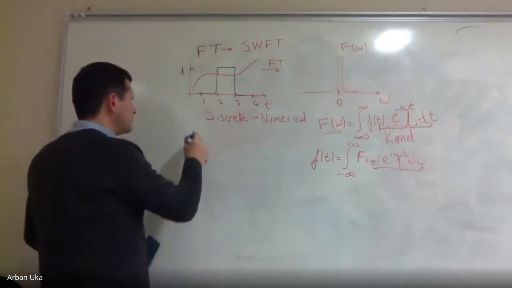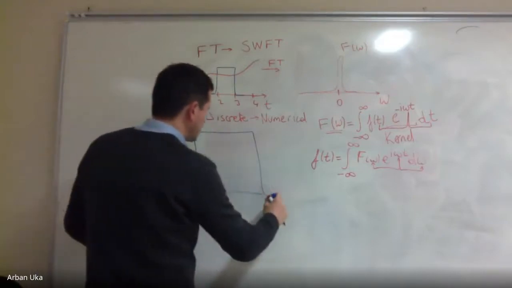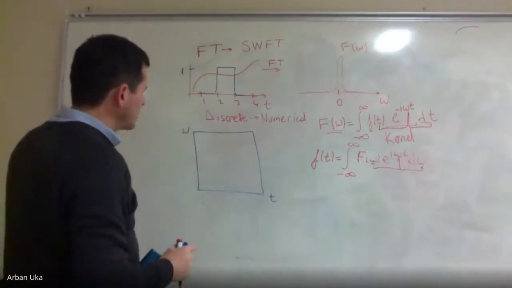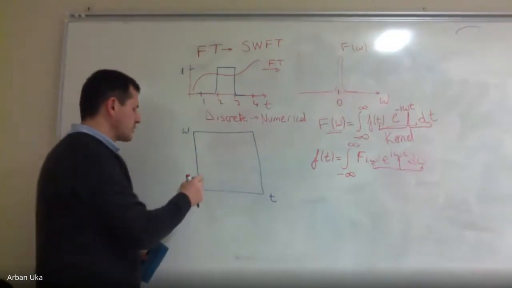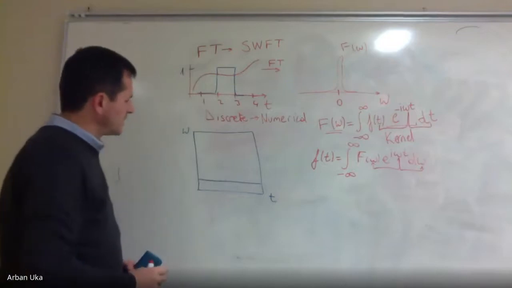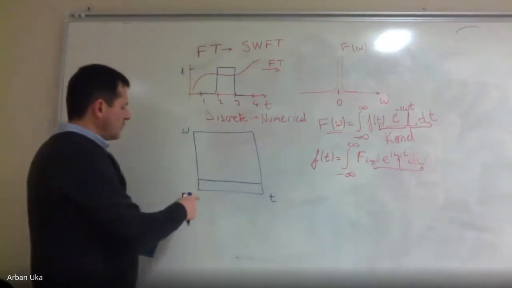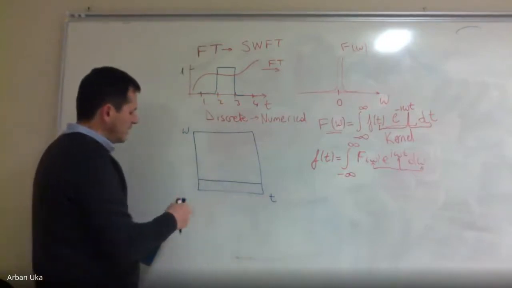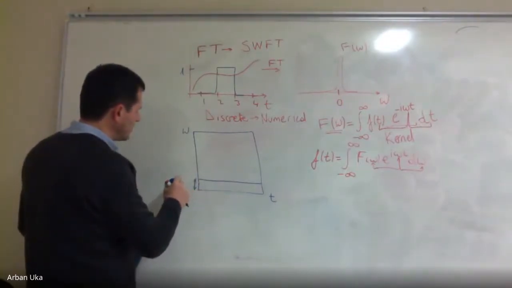So let's assume that we have a domain where we have here time, and here we have the omega. Now, initially, what we did so far, where we did the complete Fourier transform, we did something like this, which means that in this domain, we have all the information in time domain, and the width here, the resolution here, let's call this one delta omega.